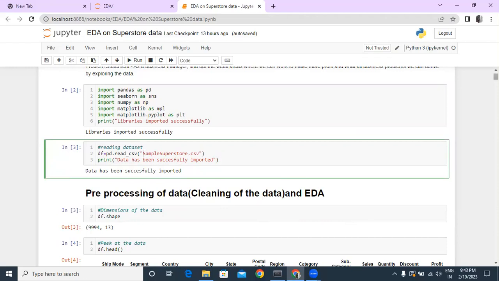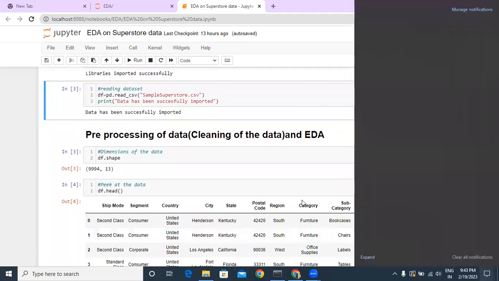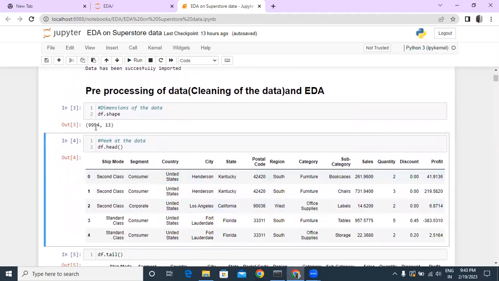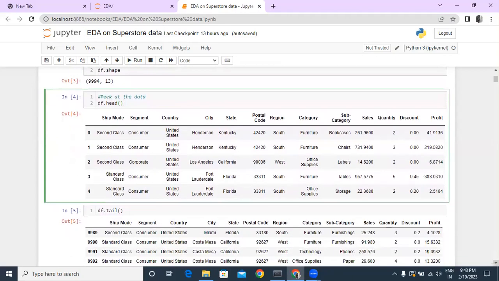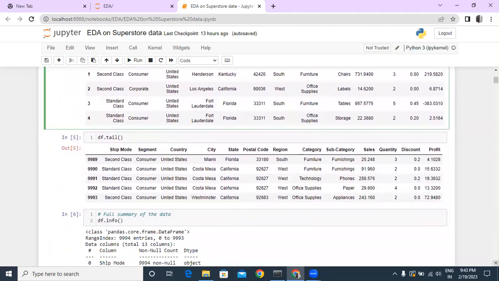So we are beginning towards the next step, which is called the pre-processing, or I should say the cleaning of the data. And after that, we'll perform the EDA. So first we are checking the shape of the data, which will be telling us the rows and columns. So we have 9994 rows and 13 columns. Then we are just looking at the data by checking some rows and columns. So by the head command, we are getting the first 5 rows, and by the tail command, we are getting the last 5 rows of the data.